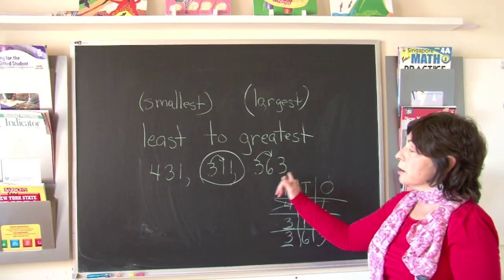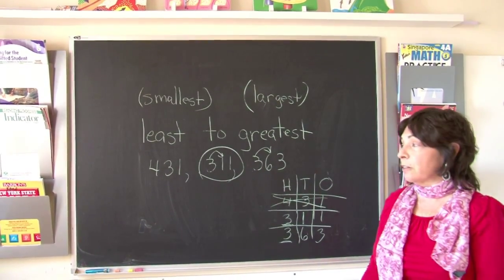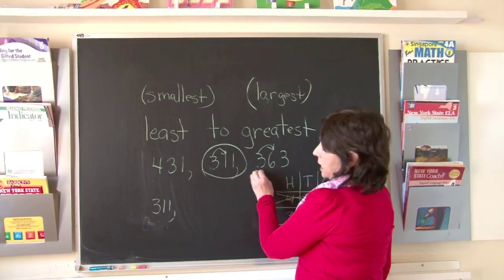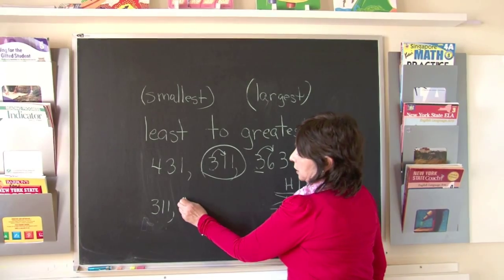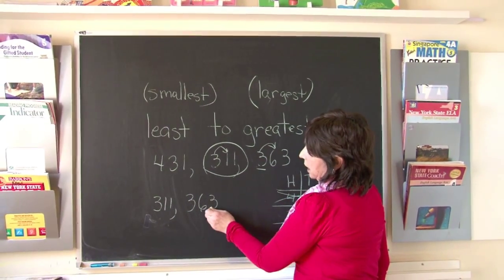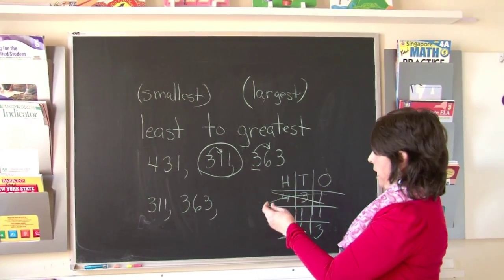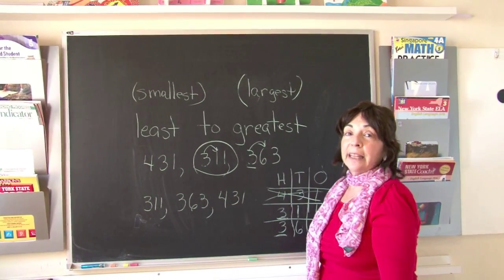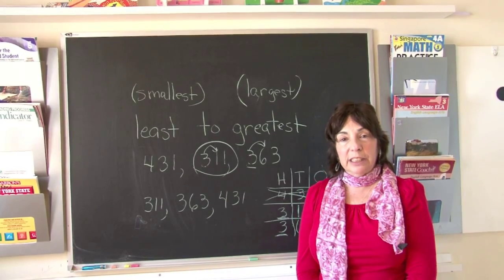So to write these numbers in order from least to greatest, we will write 311. The next one with 300s was 363. And finally, our greatest number, 431. And that is simply how you do least to greatest.